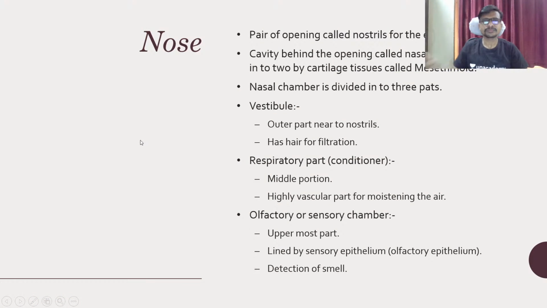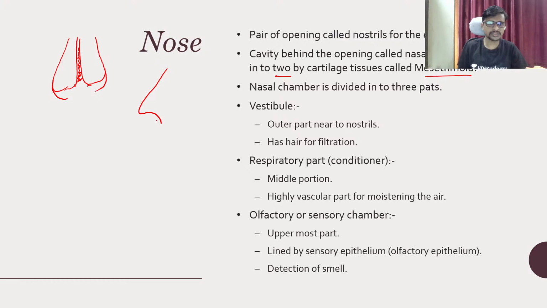Okay, so let's see. The nose has a pair of openings called nostrils for the entry of air. Behind the opening is a cavity called the nasal cavity, which is divided into two by the cartilage tissue called the mesethmoid. Okay, so for example, this is our nose. This nose is divided into two from here, and we know that it is divided into two. So this is your cartilage, which is actually responsible for the division of the nose.